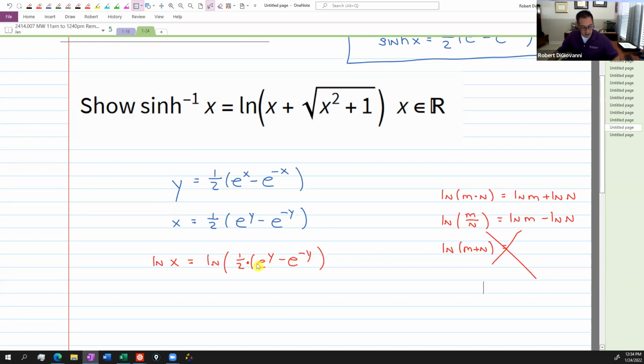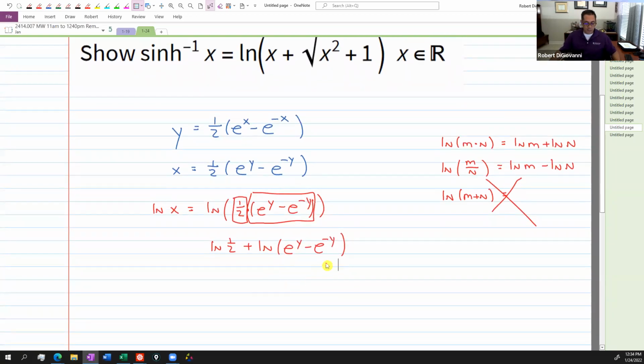So right now, here, I do have multiplication. You all see this times this? Oops, I'm missing a parenthesis here. So I could split that into two logs, plus natural log of e to the y minus e to the negative y. I could do that on the right side. But the problem is this: I can't do anything to this. This natural log does not kill off both of these e's, and I can't split it up because I don't have a property that allows me to.